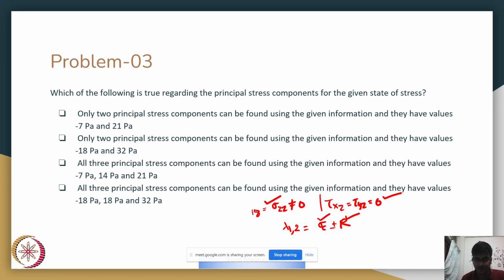Option D. Yeah, correct. We already calculated lambda 1 to be equal to 32, lambda 2 to be minus 18, and sigma zz equal to lambda 3, which is 18.